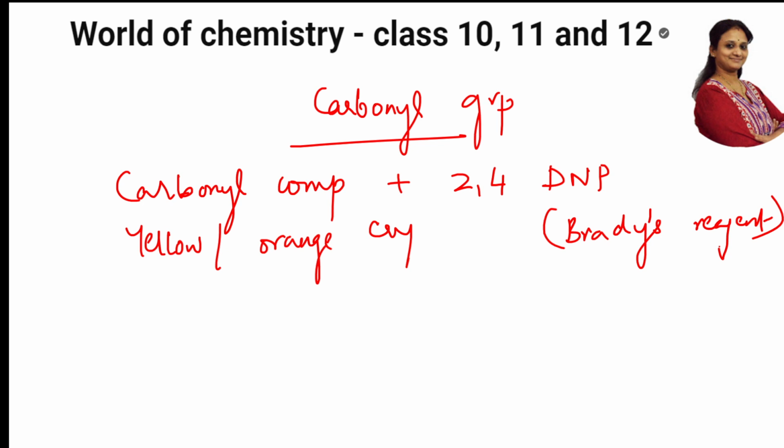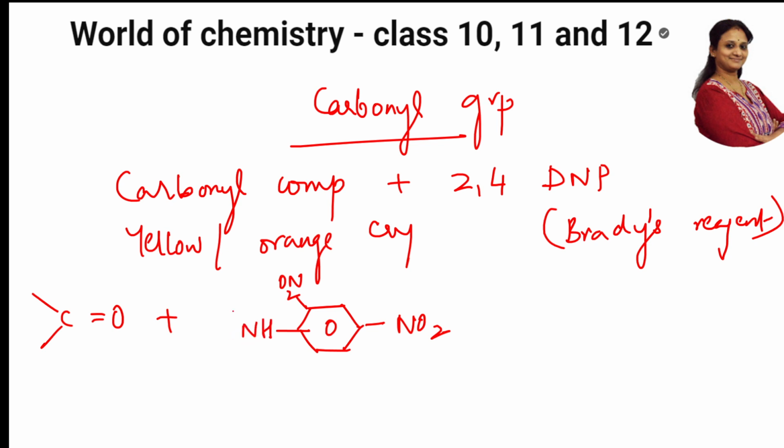So what will happen, students? Whenever the carbonyl compound reacts with 2,4-DNP, let us write 2,4-DNP. You have your benzene ring. You have your NO2 at the fourth position. You have your NO2 in the second position. The hydrazine group is here. You have your hydrogen, you have your nitrogen. Then you have one more nitrogen group here, H and H.